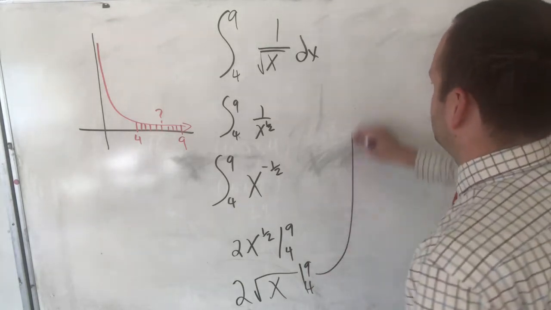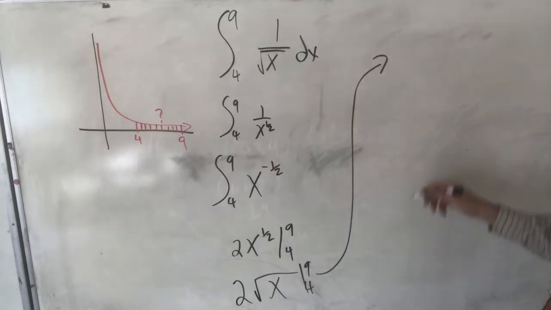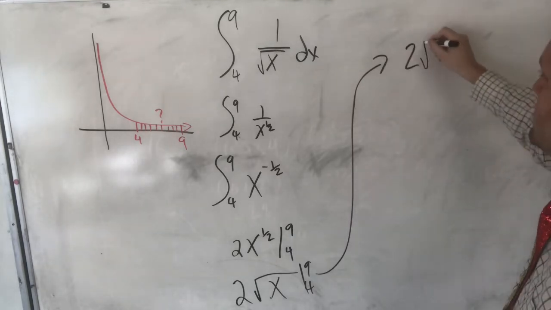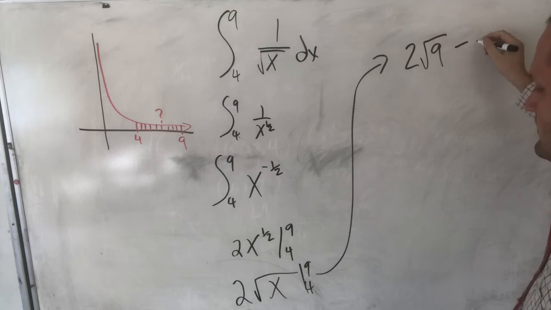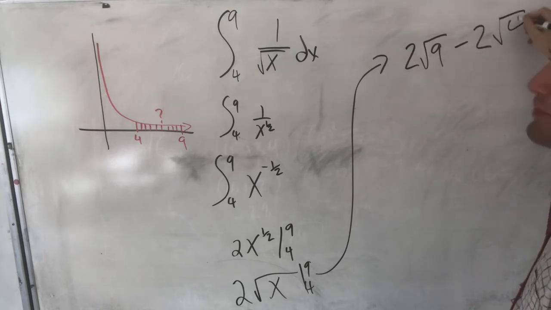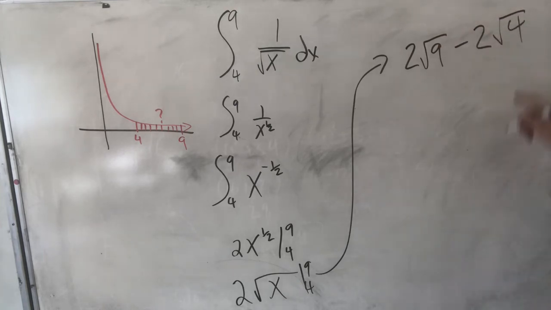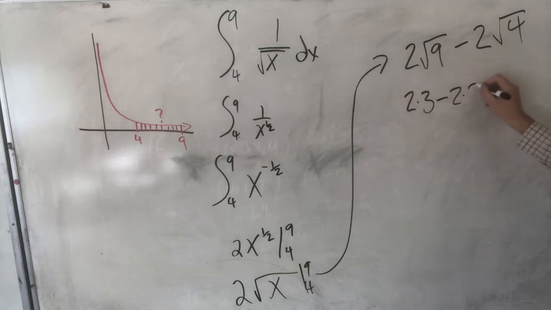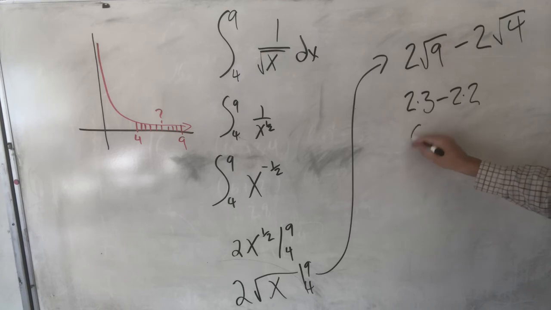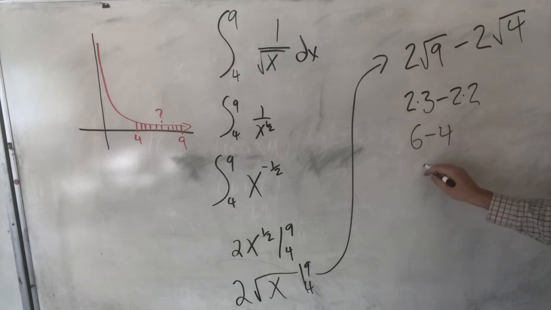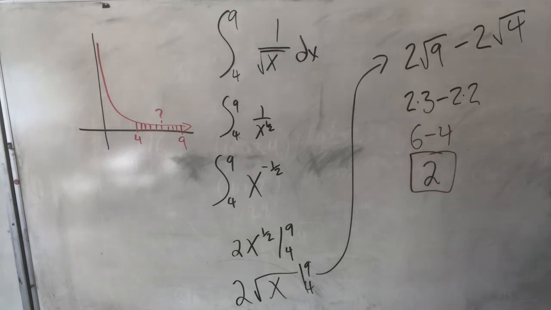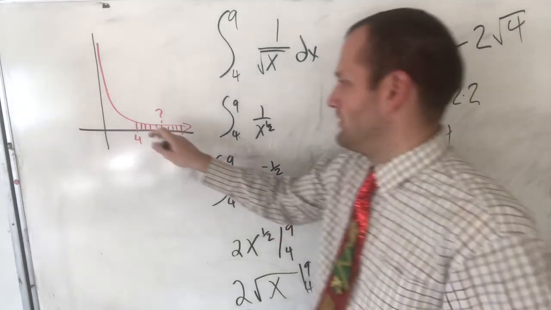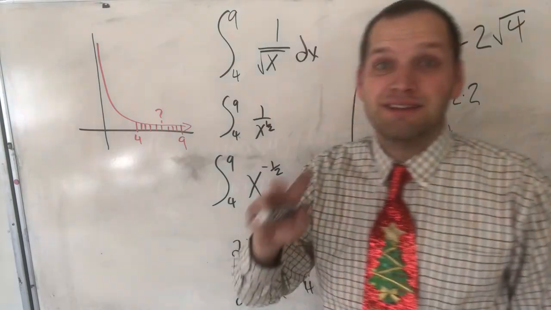I'm going to take this and throw it up here. We've got the 9, 2 times the square root of 9, minus 2 times the square root of 4. Square root of 4 is 2, square root of 9 is 3, so 2 times 3 minus 2 times 2, that's 6 minus 4 is 2. Ta-da! So the total area under this curve from 4 to 9 is 2.